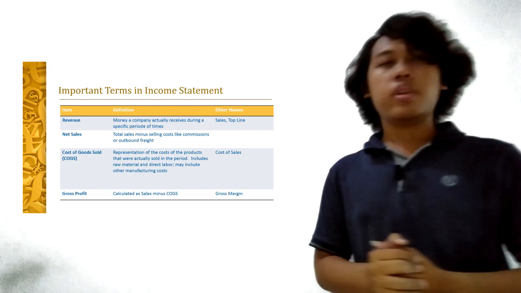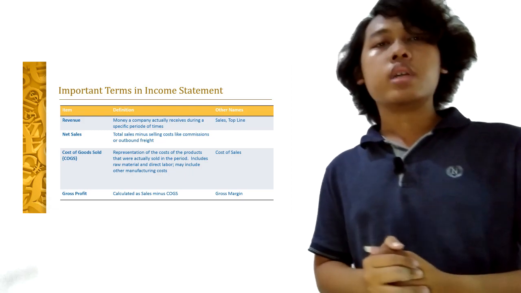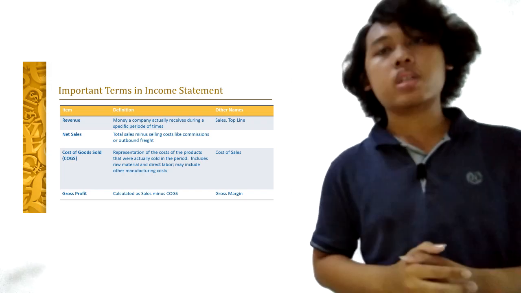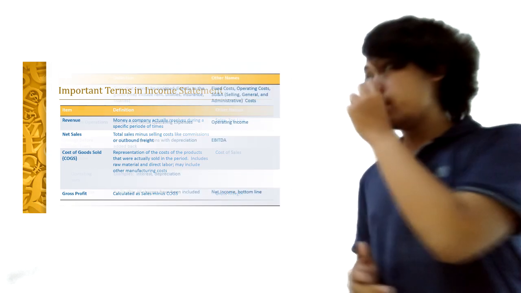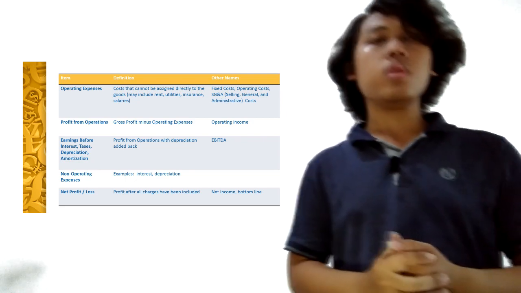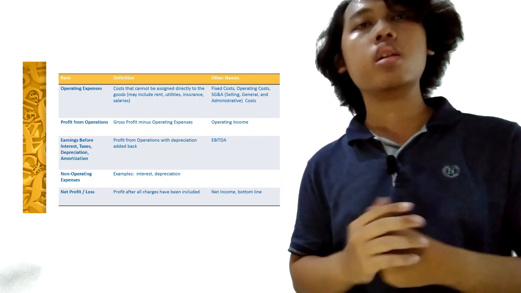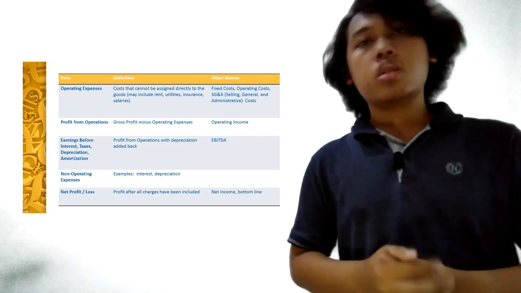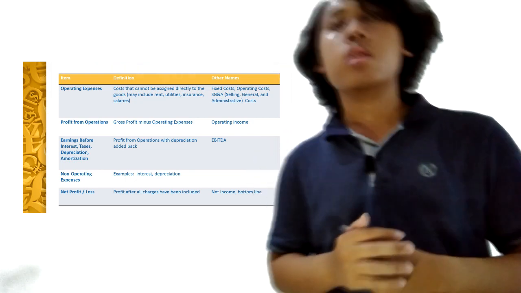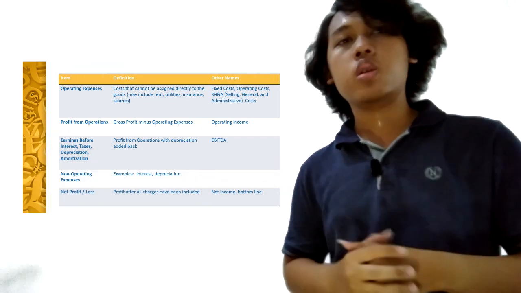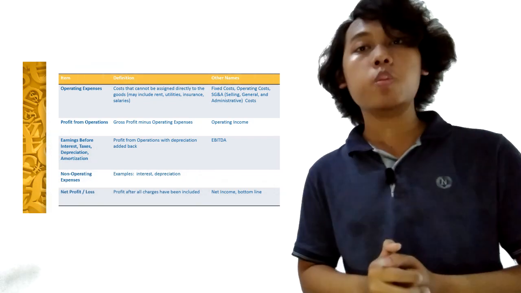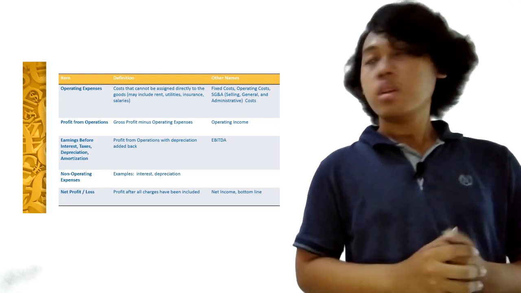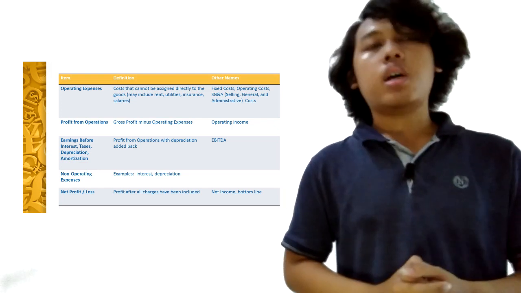And then there's gross profit. It is calculated from sales minus COGS. It is also known as gross margin. And then there's operating expense. It is cost that cannot be assigned directly to the goods. Also known as fixed costs, operating costs, and selling, general, and administrative costs. And then profit from operation. It is gross profit minus operating expense, also known as operating income.